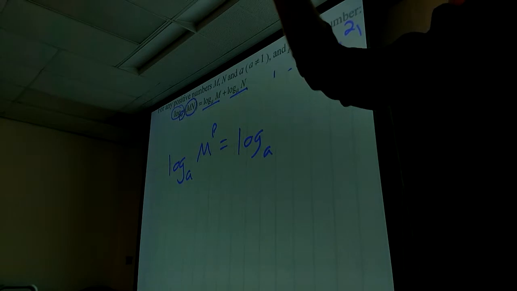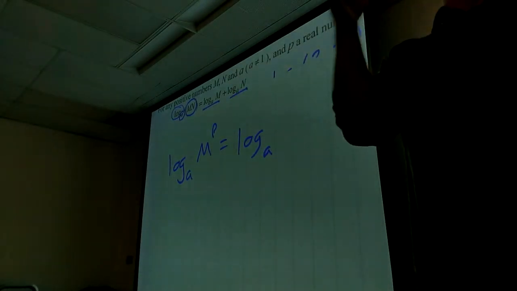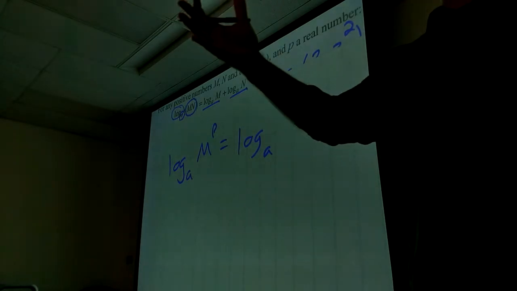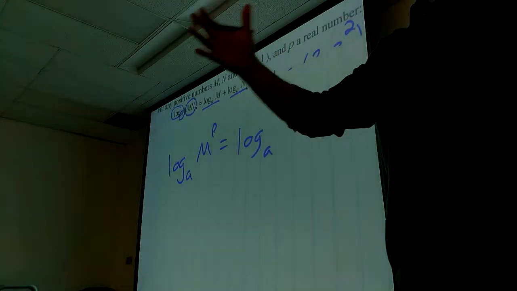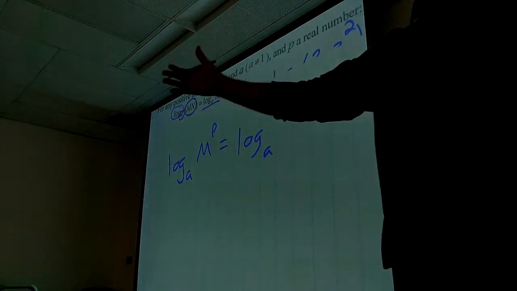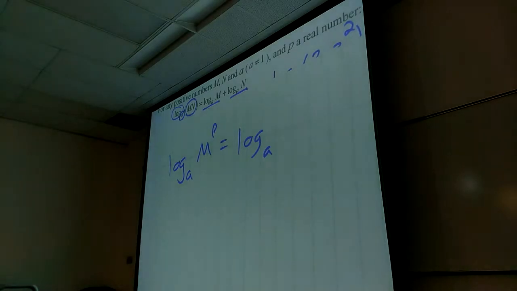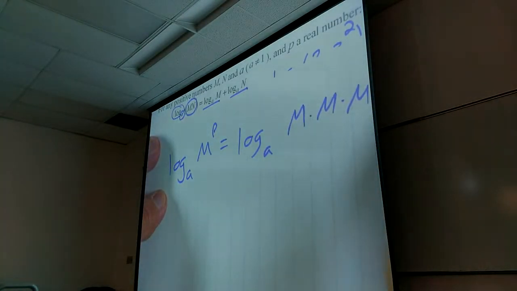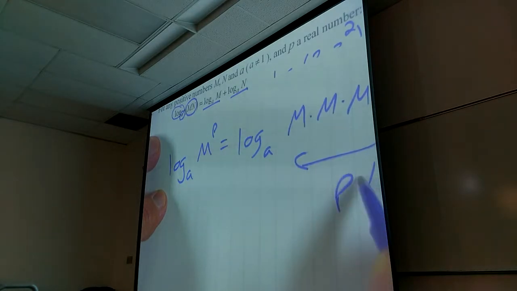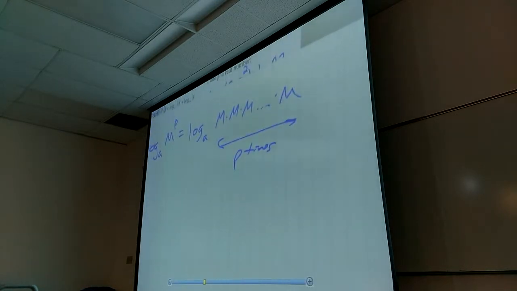I know some of you are like, well, I know that. I didn't know what you were asking for. So that's what m cubed means, m multiplied 3 times. All right. So what does m to the p mean? m multiplied by itself p times. So this would be log base a of m times m times m, and so on, times m, p times. Stay with me now.